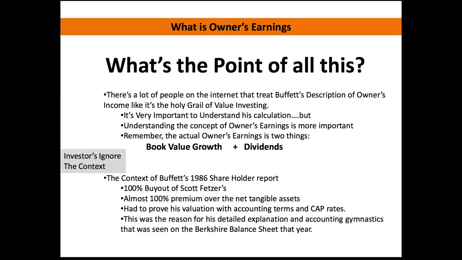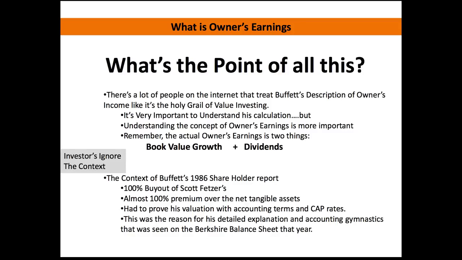Because as you saw on the last slide, or the last two slides, what we calculated was actually a little bit different than what we actually saw materialize from the dividends and the book value growth. I think the bottom one's more important. Okay? Remember, the actual owner's earnings is two things. It's that book value growth and it's the dividends. That's what owner's earnings really is.